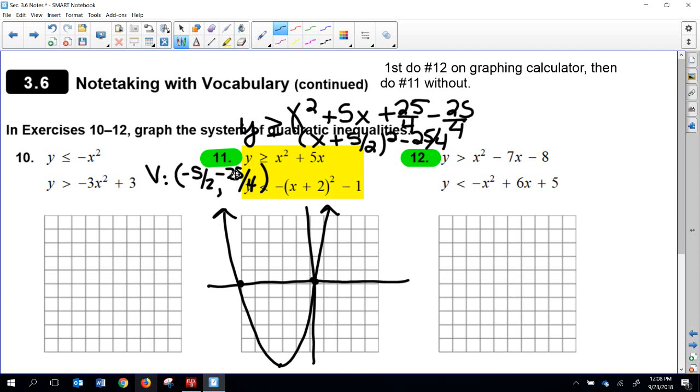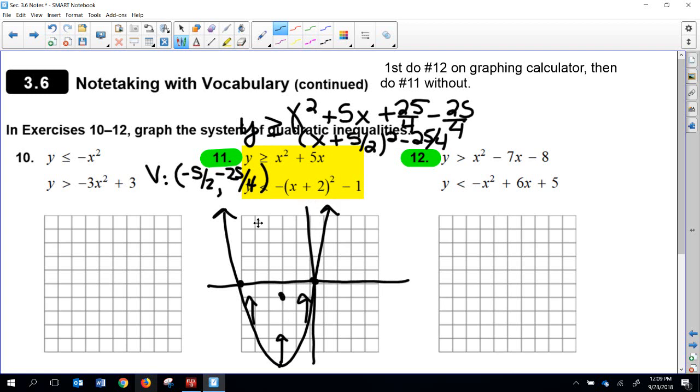I'm going to shade above that one, so I'm going to use arrows like this just to show. I'm not going to shade yet, you guys, and you'll see why in a minute. I'm just going to tell where I would be shading. On my other one, my vertex is going to be at negative 2, negative 1.